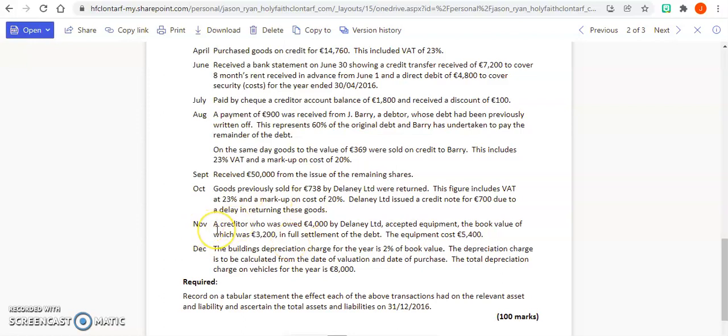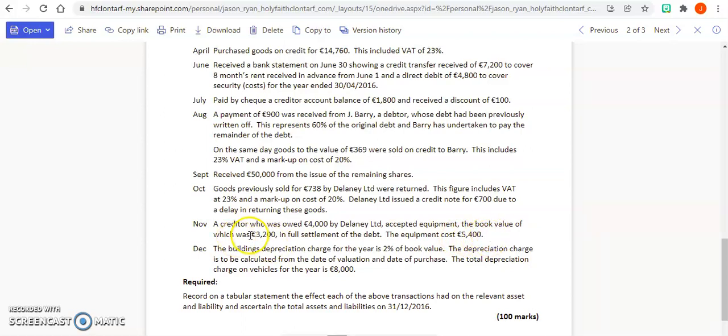Okay, let's have a look at November then for Delaney 2017. So a creditor who was owed $4,000 by Delaney accepted equipment. The book value was $3,200 in full settlement of the debt. This equipment cost $5,400. So number one, the creditor is going to reduce by $4,000. The equipment is going to reduce by $5,400.